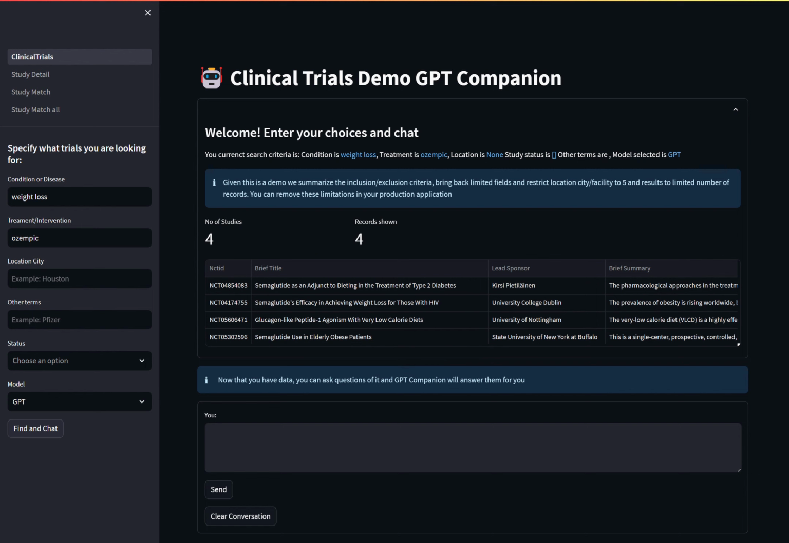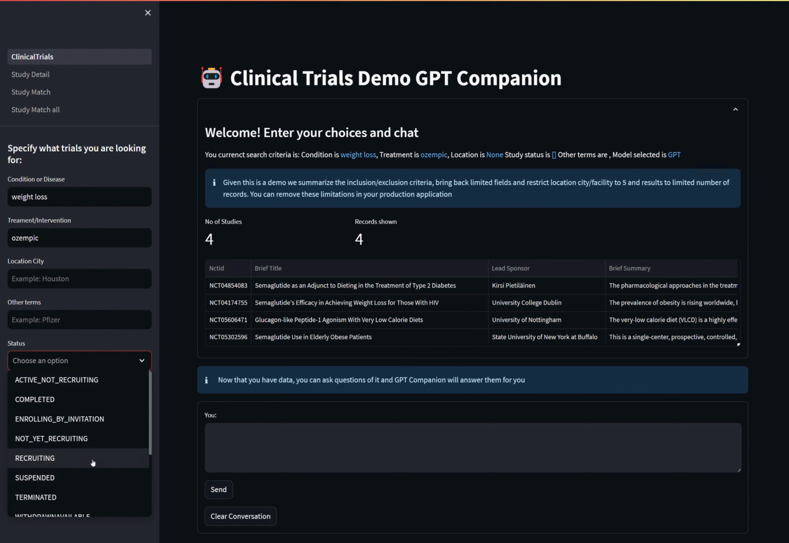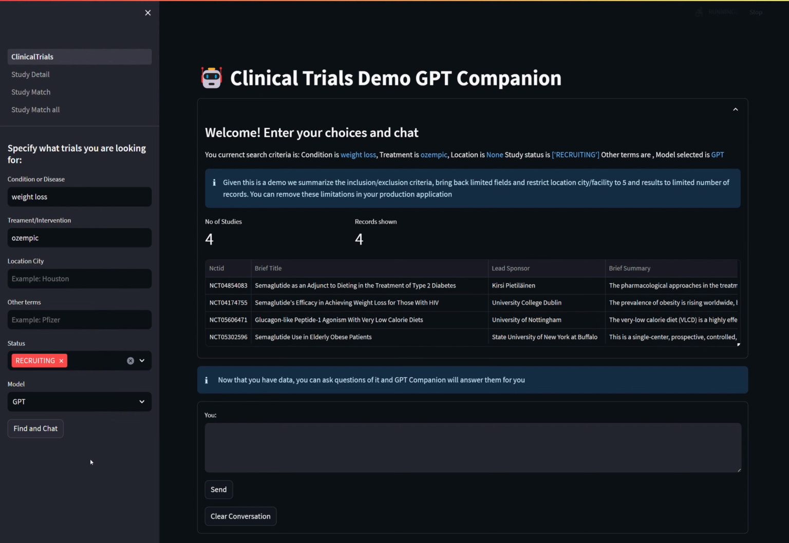So, for example, if I'm interested in studies that are only recruiting at this point, I can click recruiting, and in this case it seems that these are the 4 studies that are recruiting. Now that I have the subset of the studies that I'm interested in, I can start to ask questions about these studies, and this is where the use of the LLM comes into play.